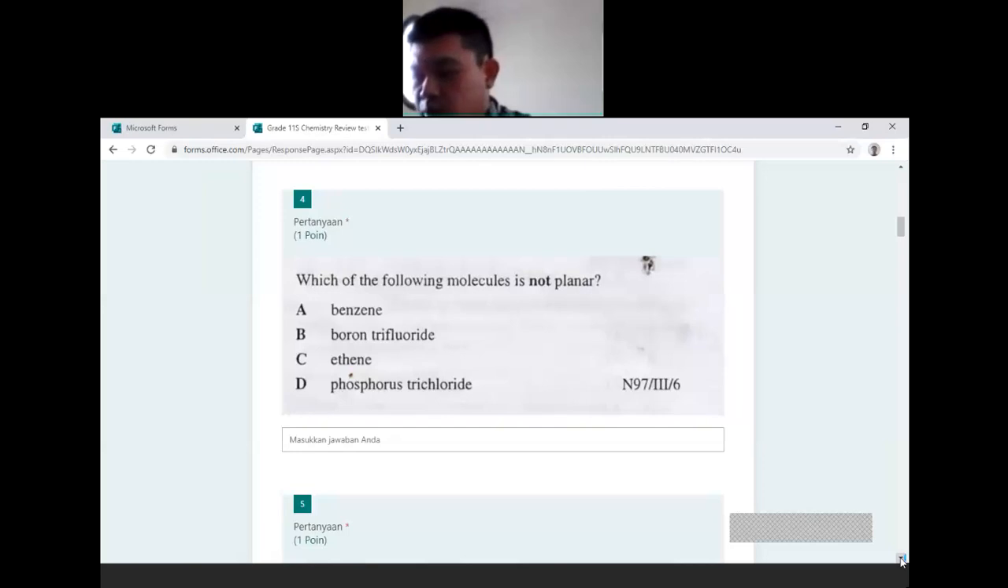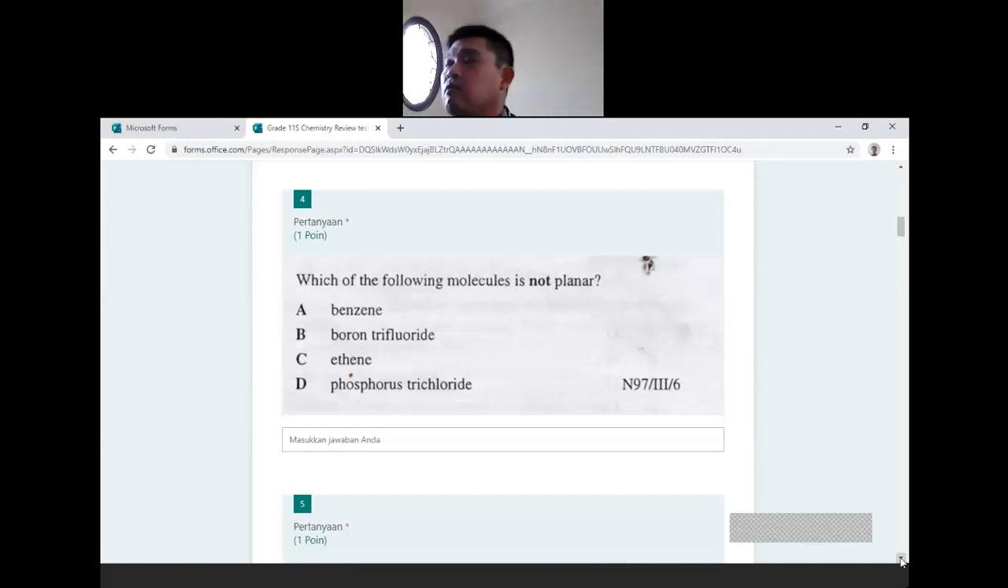We know a p orbital consists of two loops, one loop on the top, one loop at the bottom. So the six carbon atoms in the ring form an overlap, looks like an overlap of the loops on top and below. So this is a planar molecule. And then boron trifluoride, we know boron trifluoride has a bond angle of 120. It is trigonal planar, so it is planar.